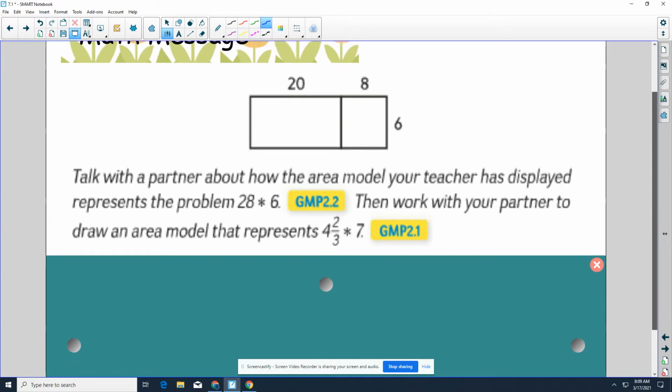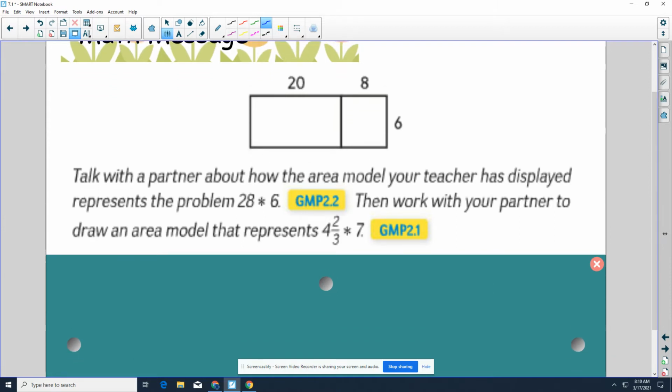Okay, so when you look here, it says talk with a partner about how the area model your teacher has displayed represents 28 multiplied by 6. Then work with your partner to draw an area model that represents 4 2/3 multiplied by 7. Obviously, you probably don't have a partner at home, but let's look at this together.